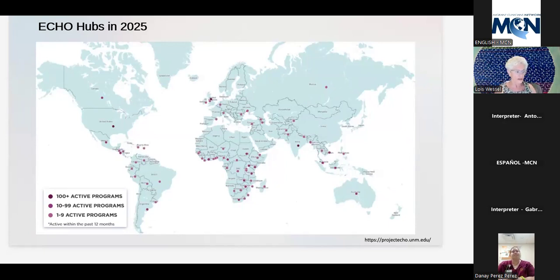So this is the most up-to-date map of where there are ECHOs all across the world. So we see from Russia to Canada to Africa to Australia. There's only one dot in the United States because that is a dark color, and I know that may be a little hard to see, but that dark color indicates that there's over 100 active ECHO programs throughout the country.